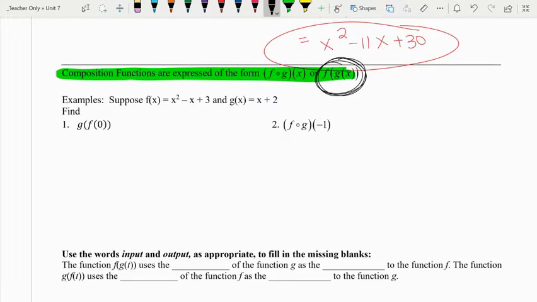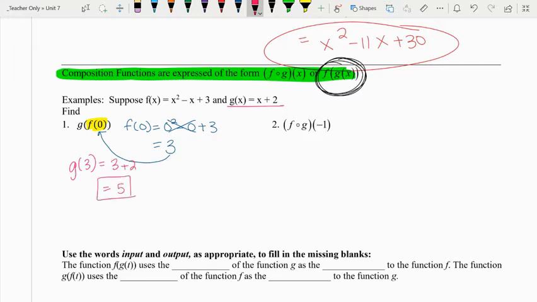So this first example says, let's find g of f of 0. We always want to start with the inside, so we're going to find f of 0 first. If I want to find f of 0, that means I plug in, so I get 0 squared minus 0 plus 3, aka it's 3, right? Then we're going to take that and plug it in there, so we're really finding g of 3. Well, g of x is x plus 2, so we have 3 plus 2, which is 5 as my final answer.